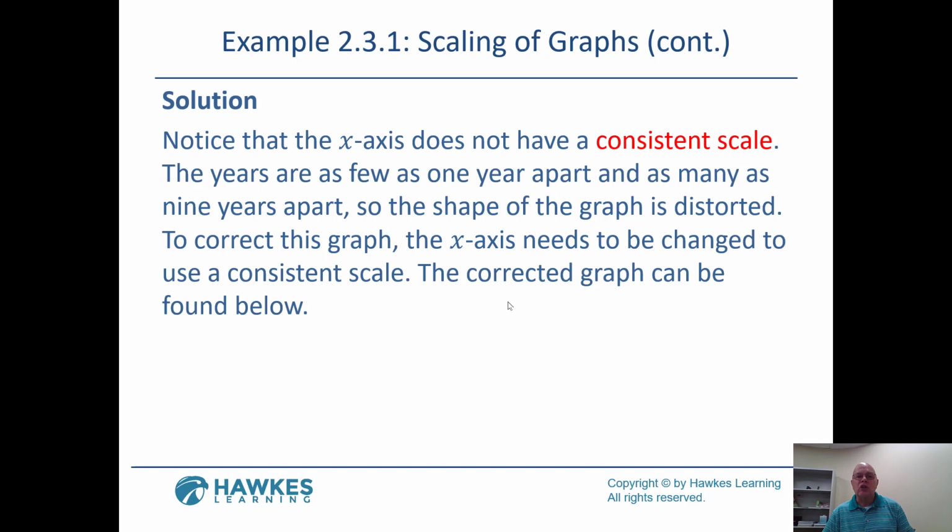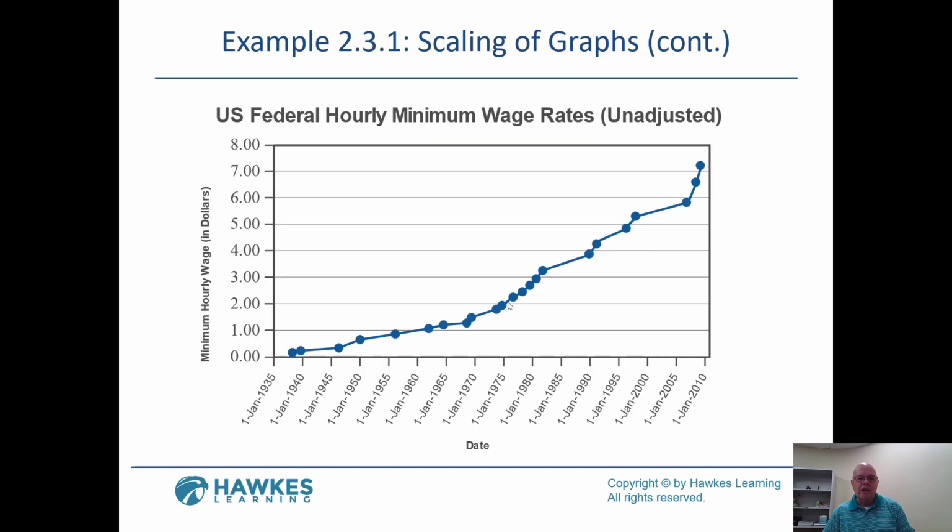Here's how it should look. Notice the dates at the bottom, the 35 to 2010. Now the dots aren't at a consistent distance, but that's not as important as the fact that the time is. So it gives you a proper idea of how the minimum wage rates have changed from 1935 up until near our time.